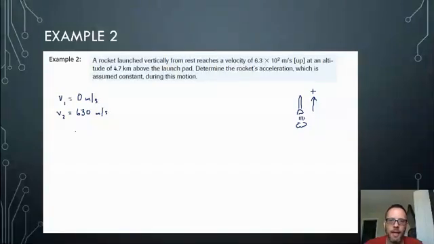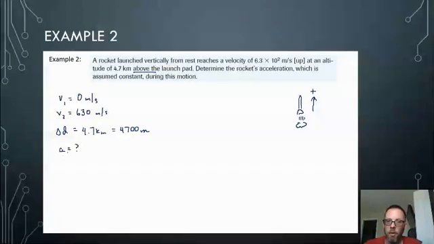All right, and we also have that it reached the speed at an altitude of 4.7 kilometers above the launch pad. So above the launch pad, our displacement is 4.7 kilometers up, or positive 4.7 kilometers. Let's get that in meters, 4,700 meters. And what do we ask for? We're asked for the acceleration.